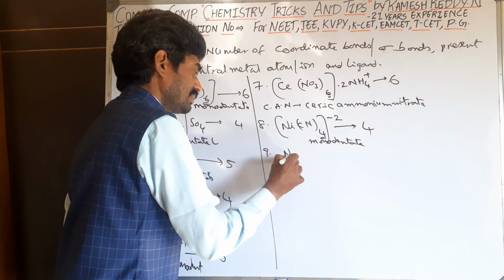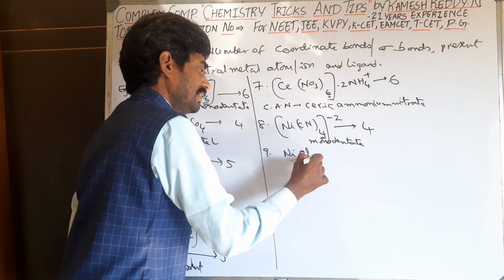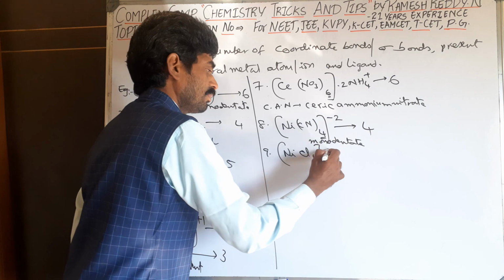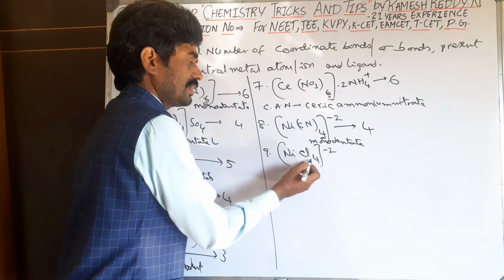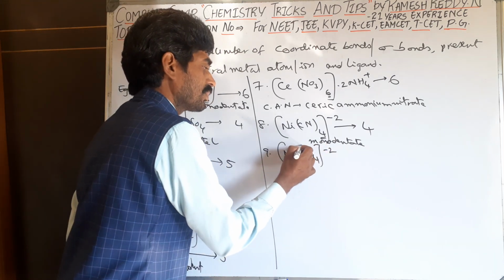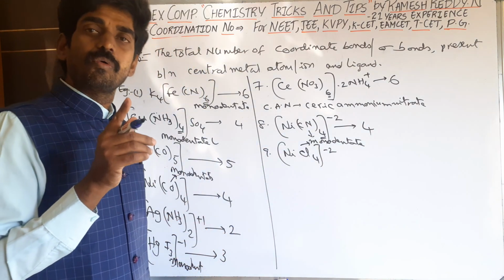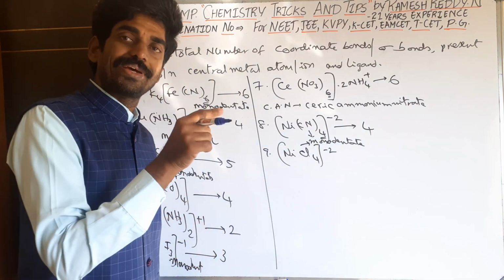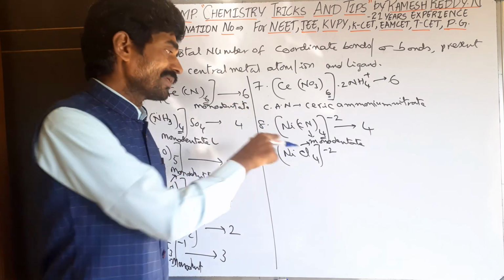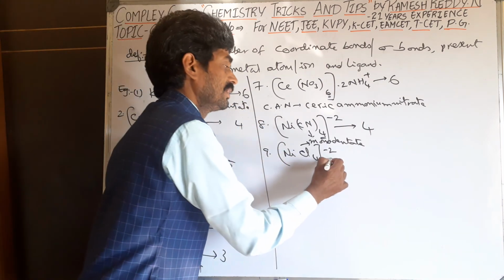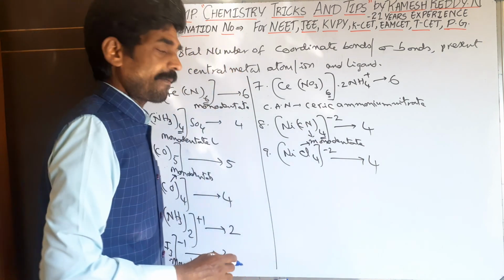Next one, nickel Cl4 minus 2. Here chlorine is also a monodentate ligand. So each chlorine has one lone pair of electrons it can donate and forms 4 coordinate bonds, 4 chlorines. So that's why the coordination number is 4.